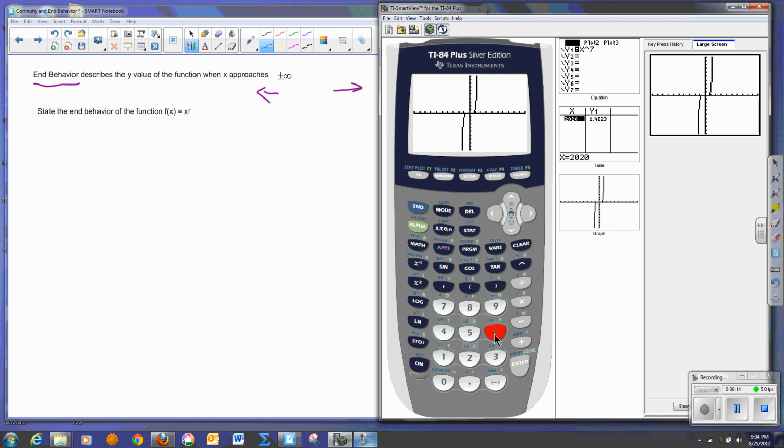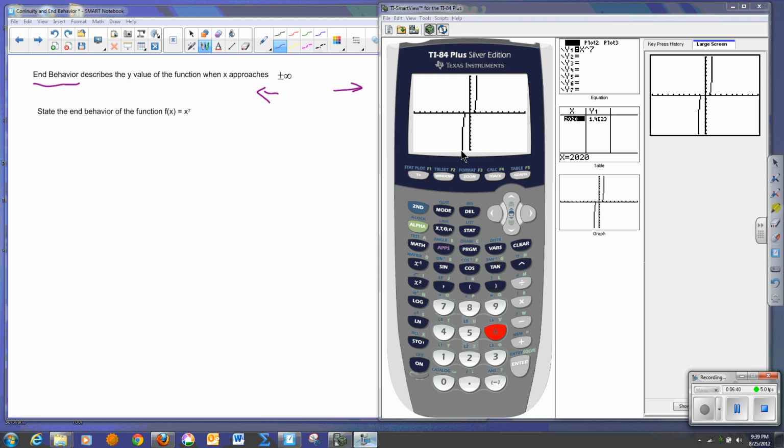Now, notice this function. You'll notice that in this graph, if I move to the right, the graph increases and appears to go up forever and ever. And it actually does. And if I move to the left, you'll notice the graph drops forever and ever, which it actually does.